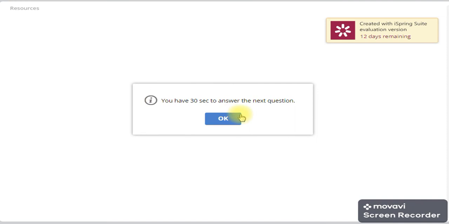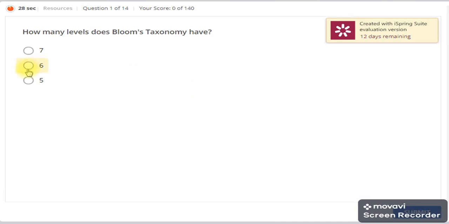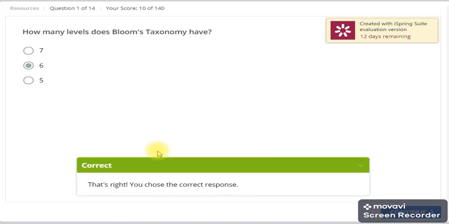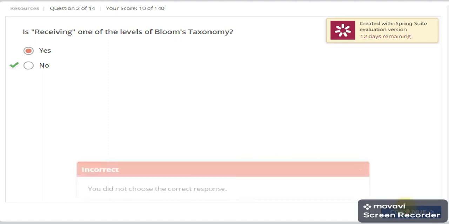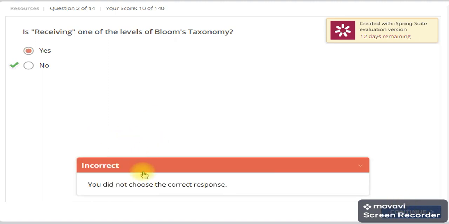So this is the quiz that we have created with iSpring. We have 30 seconds to answer questions regarding Bloom's taxonomy. So how many levels does Bloom's taxonomy have? I'm going to answer. I'll submit the answer and I'll be notified that I've chosen the correct response. Then I'll continue to the next question, and now I'm going to say yes and submit, and apparently it's the wrong answer. I'll be notified that it is the wrong answer, and I'll also be told which is the right answer. The right answer will be shown and there will be a tick by the right answer. I'm going to continue.